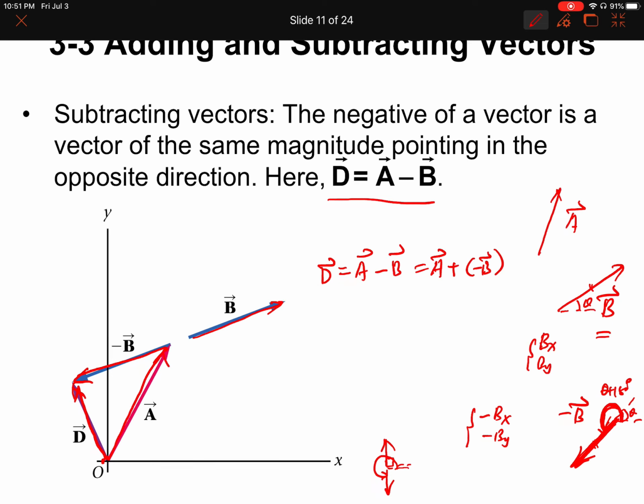Okay, both of them negative. Assume this is a: bx, by. And this one will have components negative bx, negative by. So dx equal to ax minus bx, dy equal to ay minus by. Or you plus negative bx. Which means equal to ax minus bx, ay minus by. So that is your resultant vector.